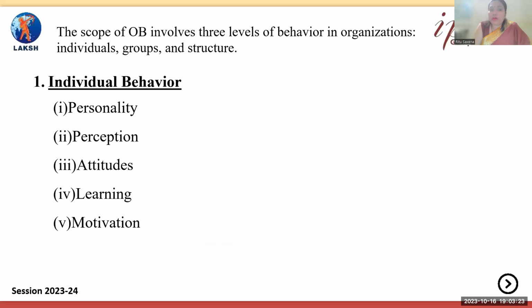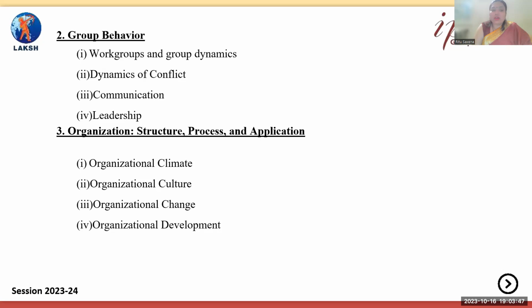We have divided the scope into 3 levels. The first level is individual behavior, the second is group, and the third one is structure. There are 5 points under the first level, individual behavior: personality, perception, attitude, learning, and motivation. The second level is group behavior, which consists of 4 subtitles: work group and group dynamics, dynamics of conflict, communication, and leadership. The third level, organization structure, includes its process as well as application. It is again divided into 4 parts: organizational climate, organizational culture, organizational change, and organizational development.